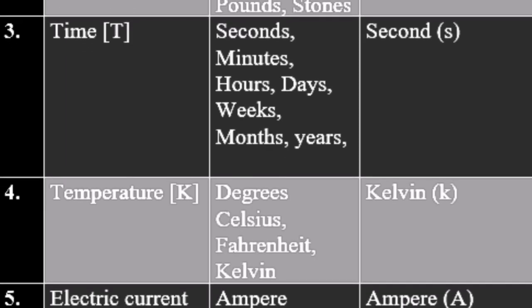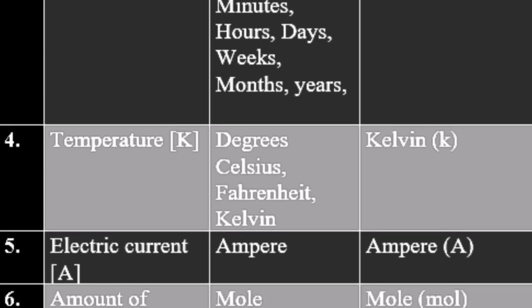And next, number 4, we have temperature, and the dimension of temperature is K. Temperature is measured in degrees Celsius, in Fahrenheit, in kelvins, in rankines. But the SI unit for measuring temperature is the Kelvin with the symbol K. Number 5, we have electric current. Electric current has the dimension capital letter A and it is measured in ampere. The SI unit of current is also ampere.